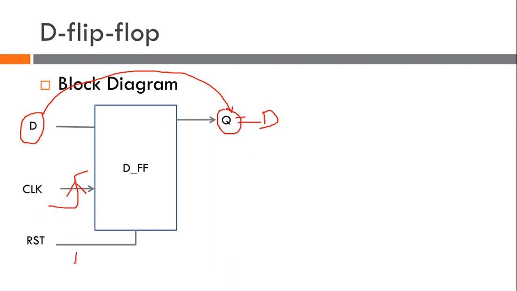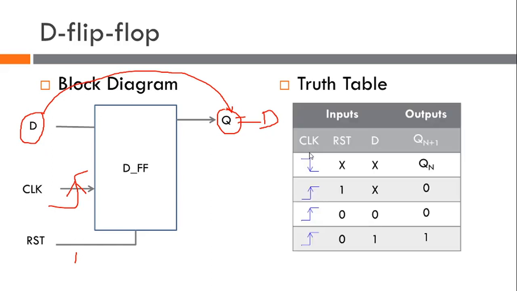Now when reset is 1, your output Q equals 0. When the reset is 0, it works with respect to the clock. If you look at the truth table, when the clock is not rising edge, whatever the reset and whatever the input D, your output should be the previous state. If the clock is rising and the reset is 1, the output is 0, it does not depend on your input. If the clock is rising edge and reset is 0, it depends on your input. If your input is 0, your output is 0. If your input is 1, the output is 1. That is that much simple working of D flip-flop.